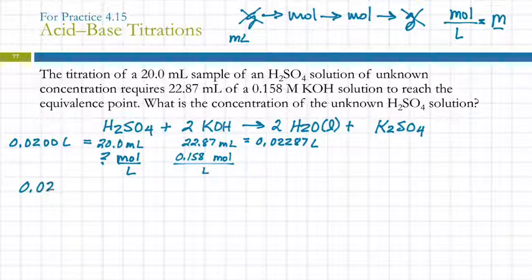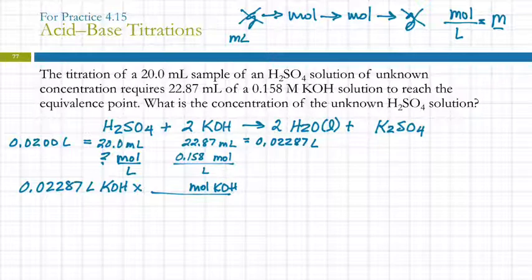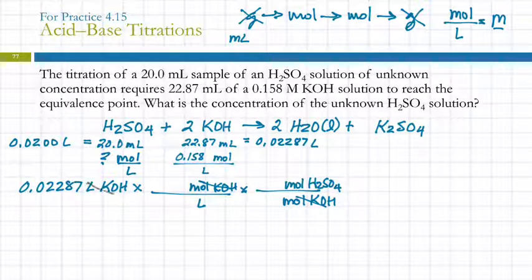So I've got 0.02287 liters of KOH, and I'm going to convert that to moles of KOH. And liters will be in the denominator. And then I'm going to convert that to moles of sulfuric acid. And moles of KOH will be in the denominator. So I'm getting my units to work out here.